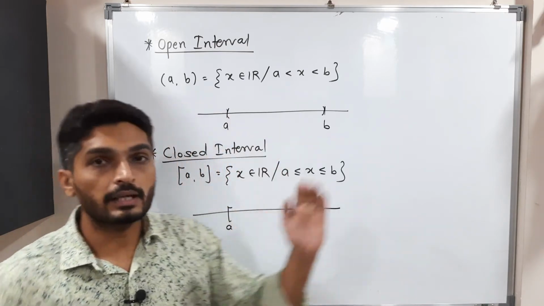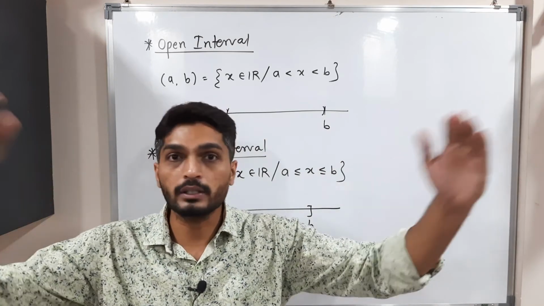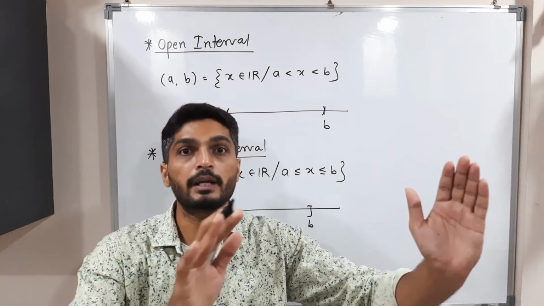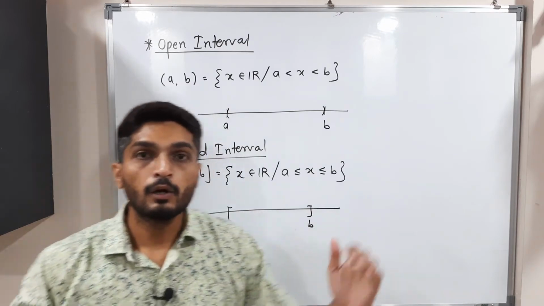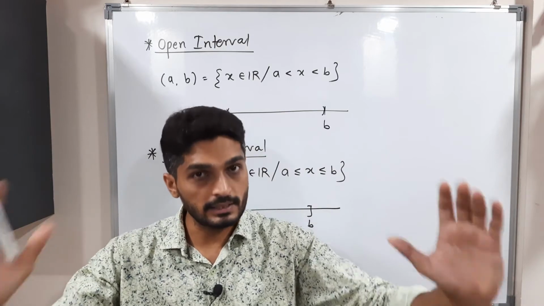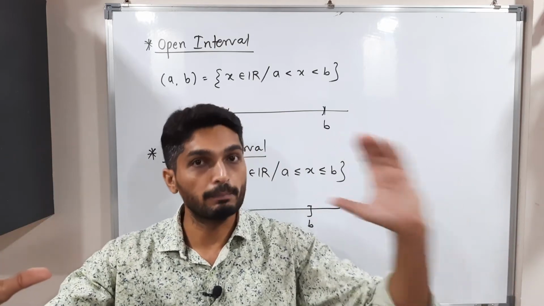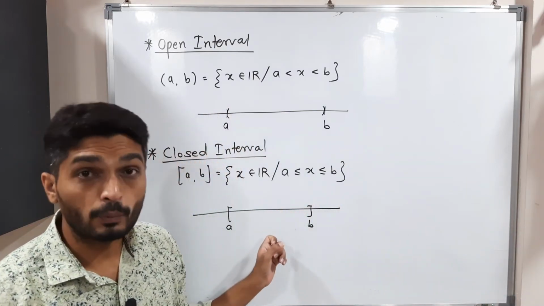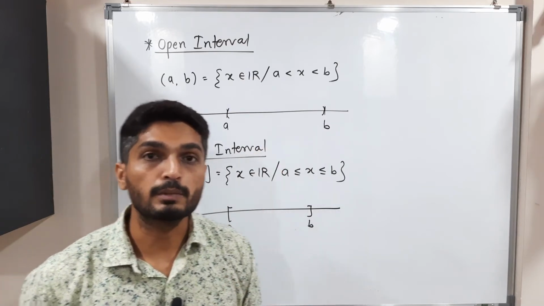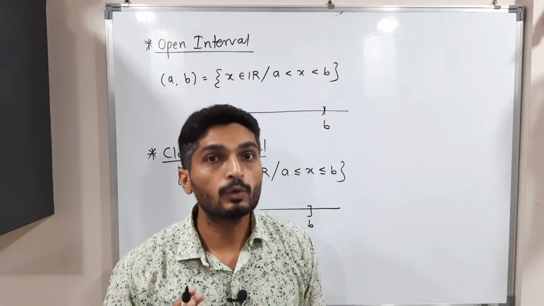In the open interval case, a and b are excluded. We do not consider a and b. We consider only those points which lie between a and b. But in the closed interval, we consider points which lie between a and b, as well as point a and point b. So here we consider boundary points, here we do not consider boundary points. This is the difference between open interval and closed interval.